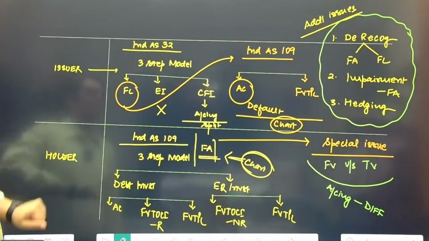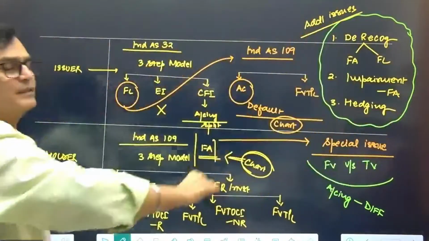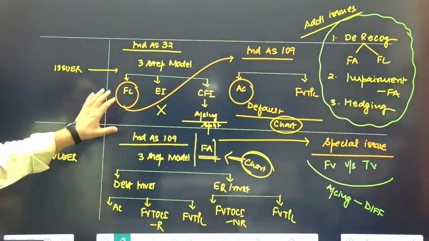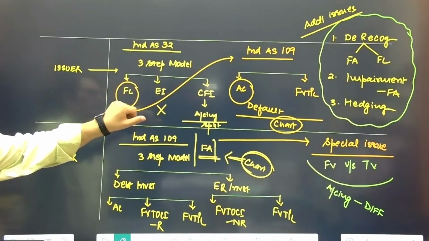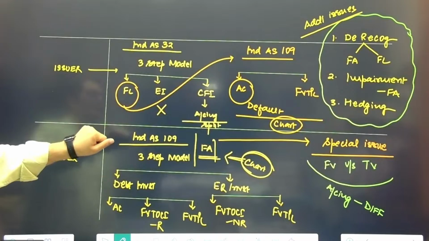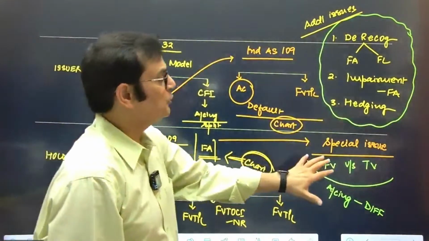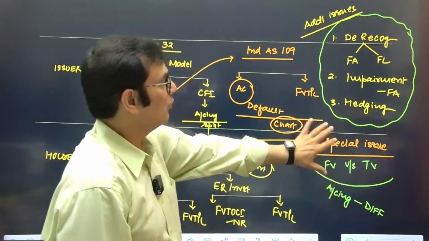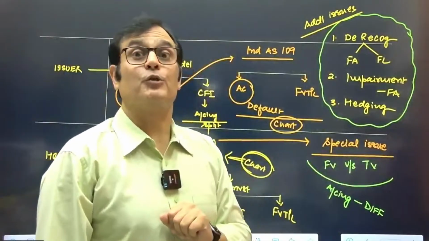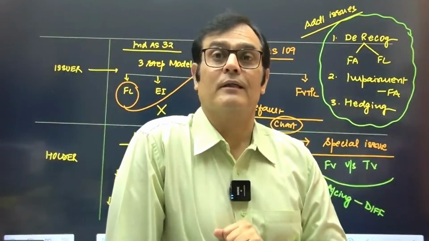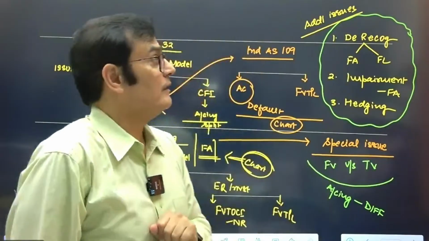So you can see that the chain of thoughts, all this is done, except for this adversarial issue, everything is done. We've covered the accounting from the issuer point of view: financial liability, equity instruments, CFI. We've also done the accounting from the holder's point of view: debt and equity investments. We've tackled the special issue of fair value and transaction value. So all this area is done. Now we need to touch upon the three additional issues: one is derecognition, one is impairment, and one is hedge accounting.